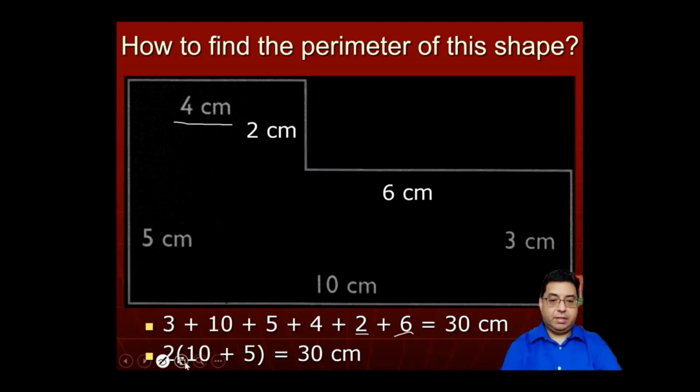The answer then, basically, is you're going to take 10 plus 5 times 2. That's going to give you 30 centimeters here.